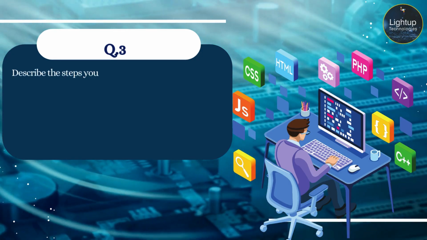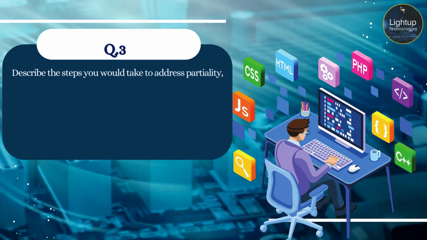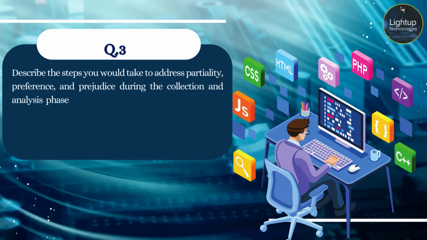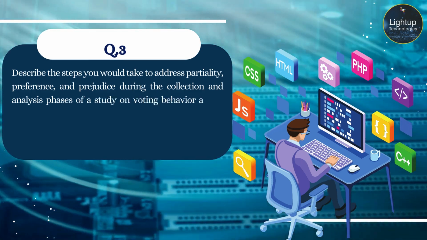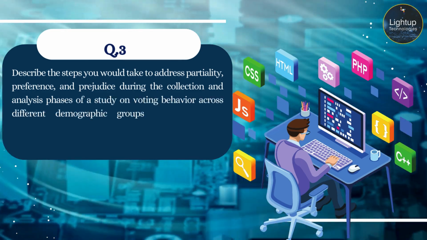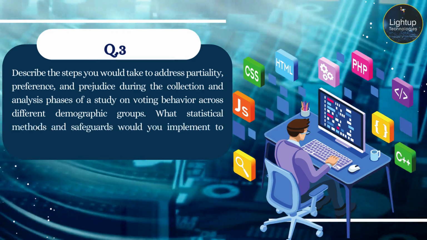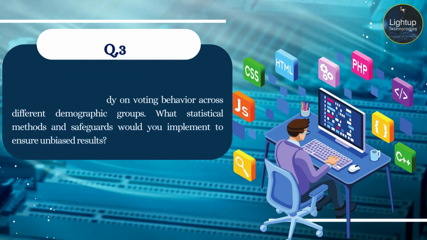Describe the steps you would take to address partiality, preference, and prejudice during the collection and analysis phases of a study on voting behavior across different demographic groups. What statistical methods and safeguards would you implement to ensure unbiased results?